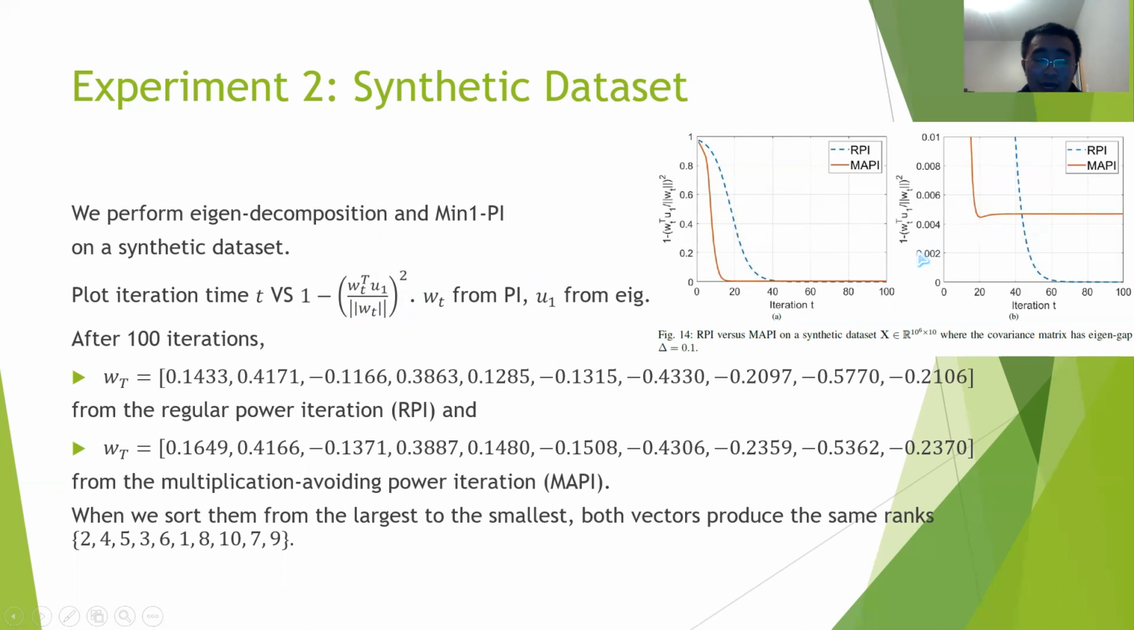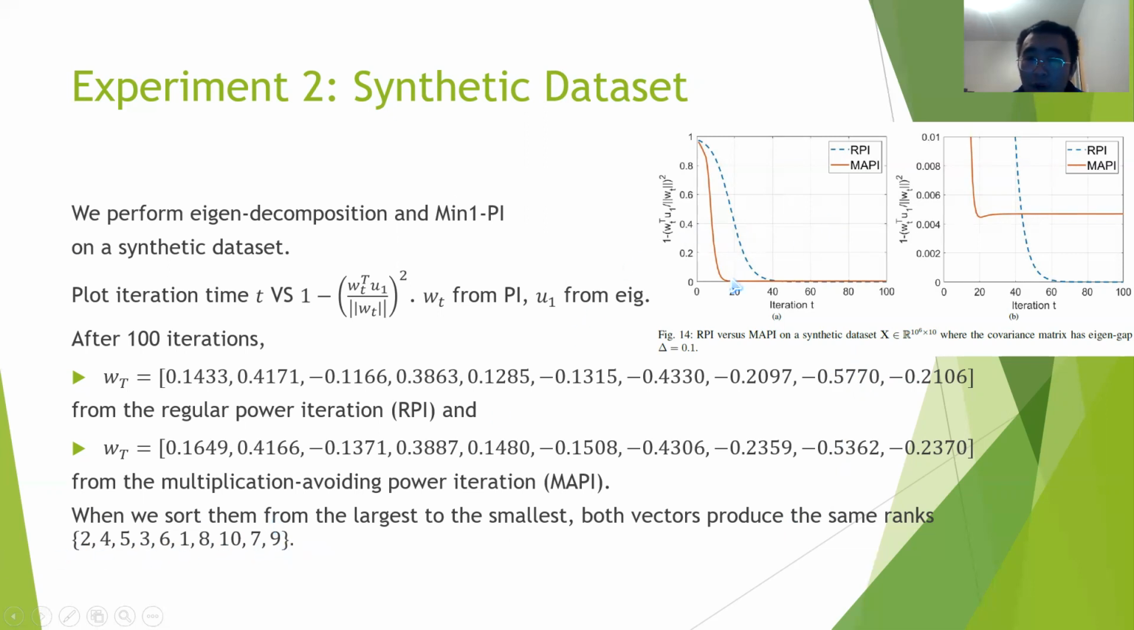What is interesting is that after 100 iterations, we get these two matrices, one from the regular power iteration, another one from the MAPI. Here we only use the min1 operation because min2 can only return positive entries. When we look at these results, we found that the second one is the largest in both, and the ninth one is the smallest in both. So their ranks are the same.